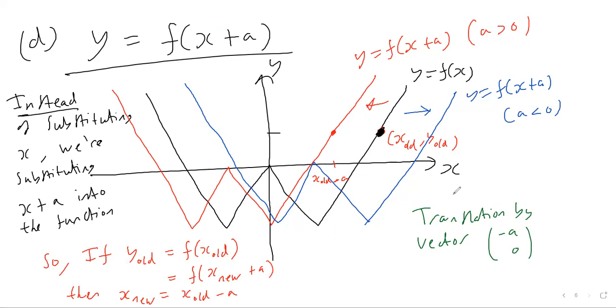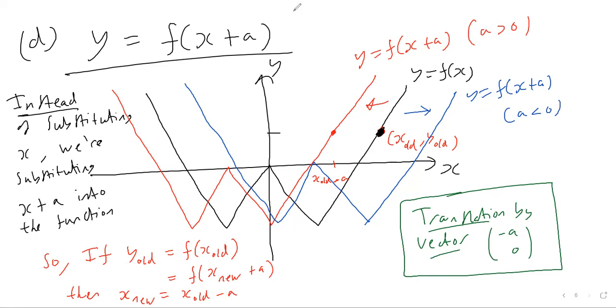So the key thing is that this is a translation of the graph horizontally along the x-axis, either to the left or to the right. It's counterintuitive, the opposite of what you think, because if this is a positive number, you go left. If it's a negative number, you shift your graph to the right. The reason for that is, again, this reasoning down here. So the key thing to remember is that this is a translation by the vector minus a, 0.